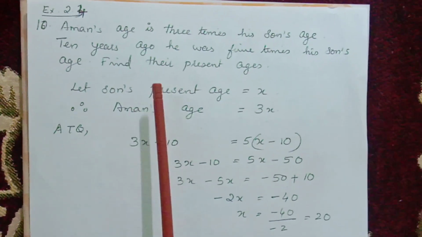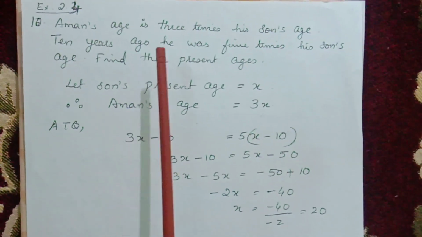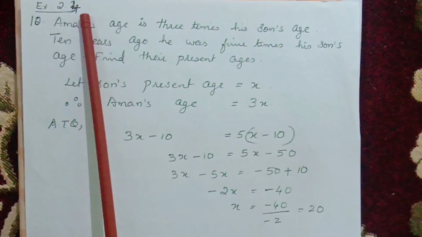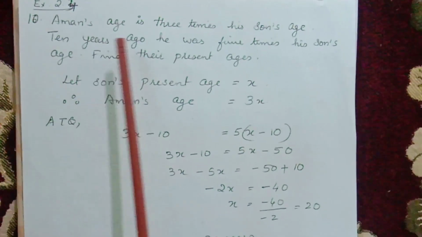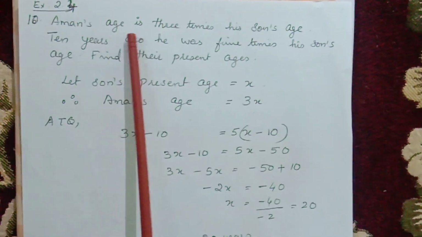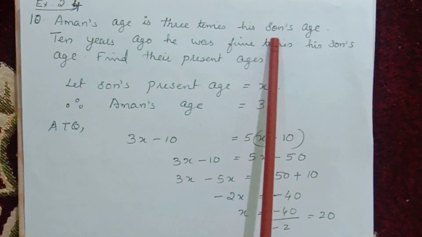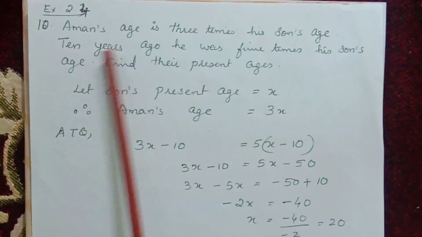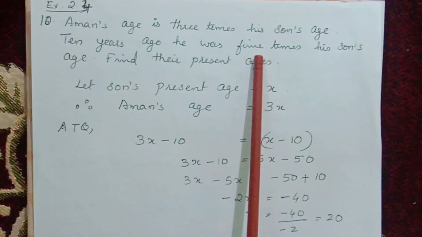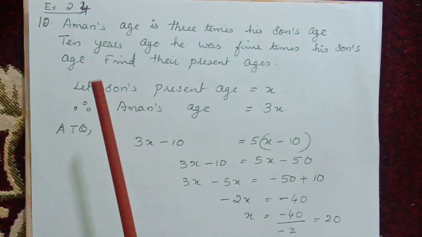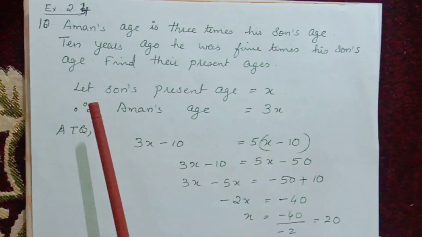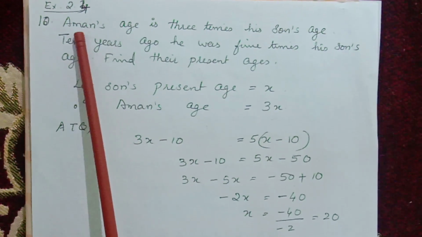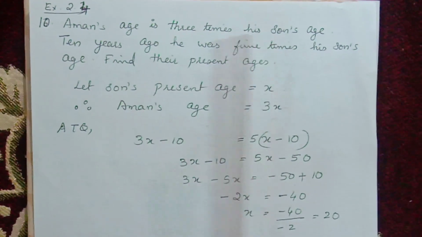Here I am going to explain a question related to age. Exercise 2.4, question number 10. What is given in the question? Aman's age is 3 times his son's age. 10 years ago, he was 5 times his son's age. Find their present ages. Okay, so here Aman and his son, these are the two persons.